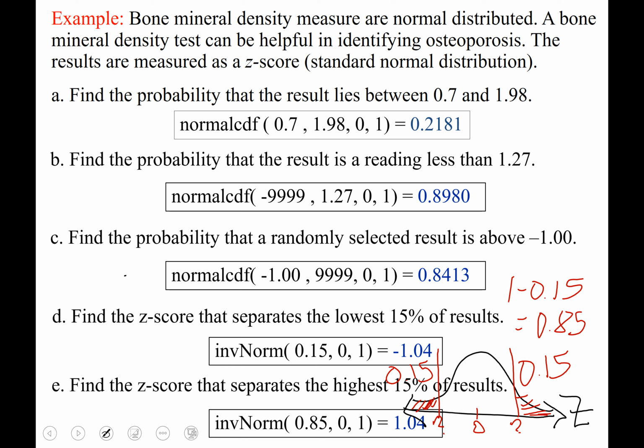And what I mean by that is if you were to cut this little graph out and fold it along this dotted line, the negative 1.04 and the positive 1.04 would match up.